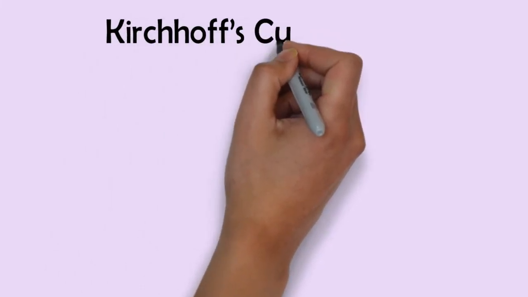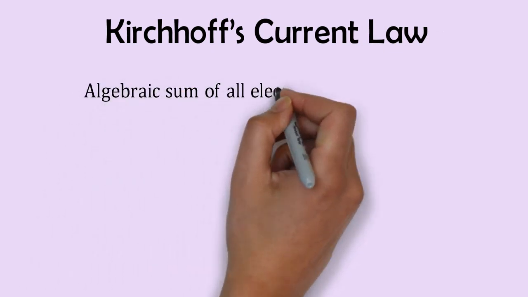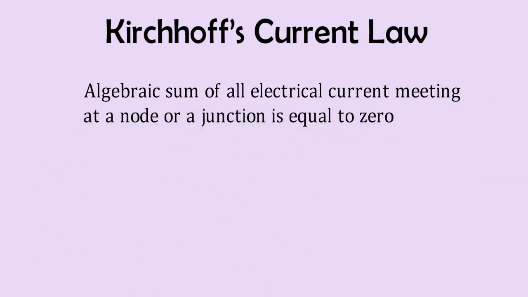Here we are going to see Kirchhoff's current law, also known as KCL. It may be defined as the algebraic sum of all electrical currents meeting at a junction or a node point is equal to 0. Friends, here we need to focus on two terms, algebraic sum and junction point.